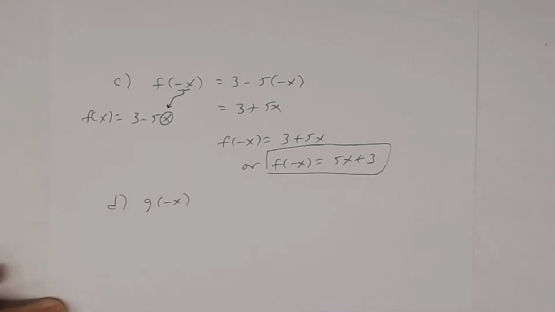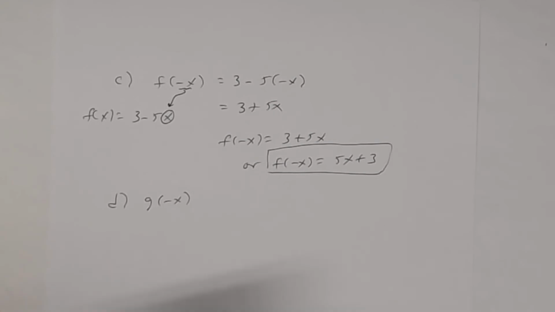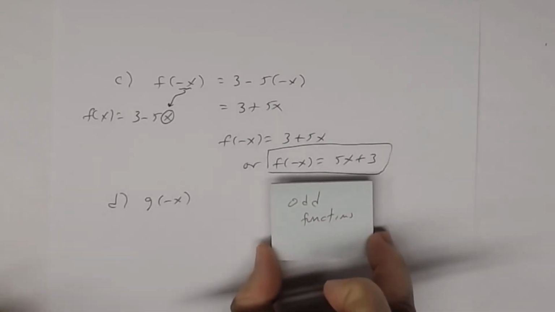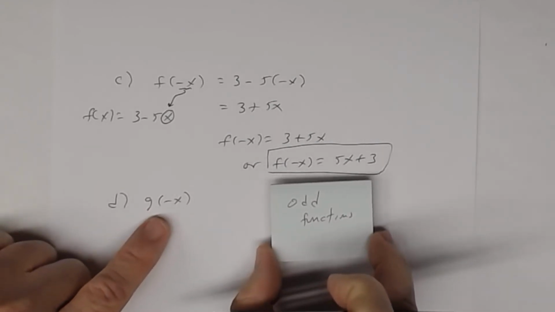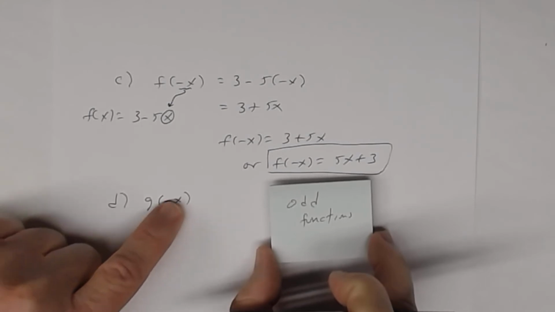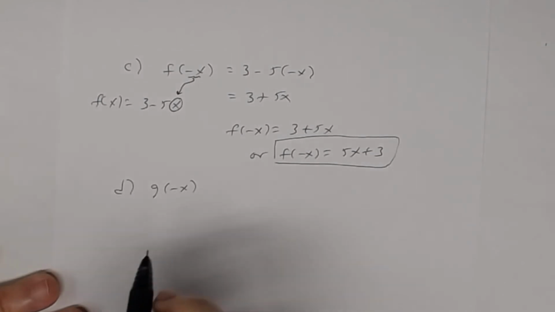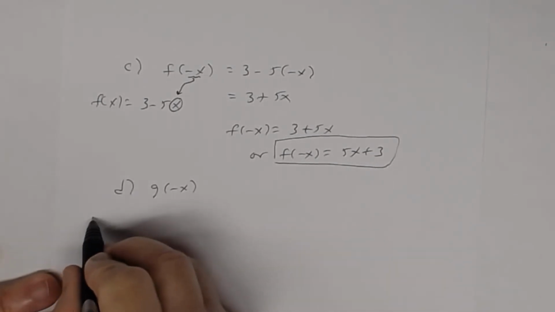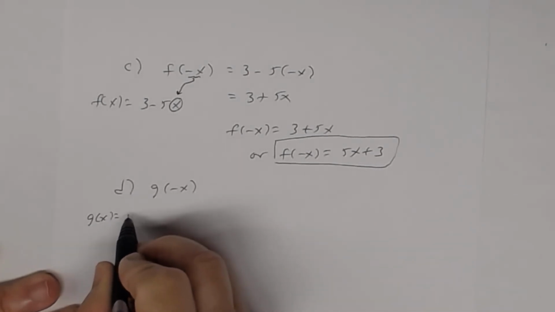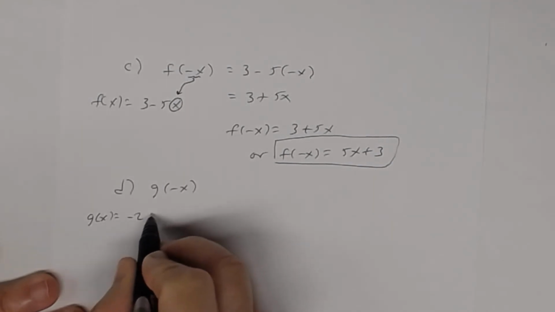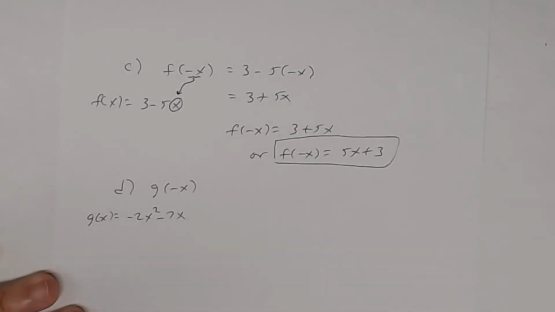So there's that negative x again, right? So that's how important this is, because remember, when we talk about odd functions, you're going to have to find the function value at negative x. So that's not going away. All right, so g of x, remember, is this. So here's g of x. So g of x is negative 2x squared minus 7x.